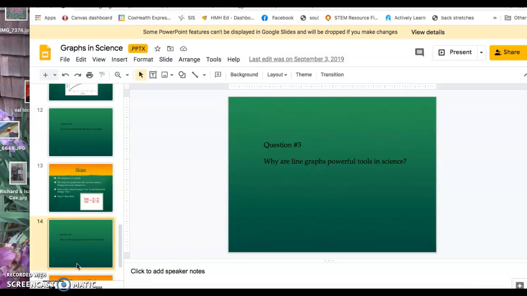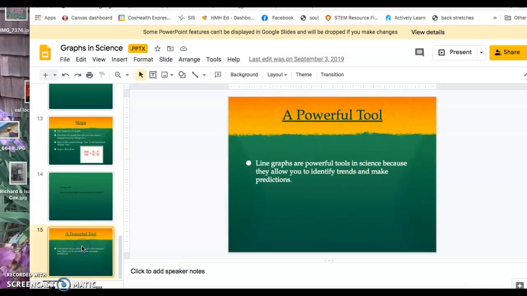Why are line graphs important tools in science? Well, like I said at the very beginning of this, they give you a picture. It is easy to see what is going on. It is easy to make predictions. For visual people like me, I don't want to look at your data table and try to figure out what's going on. You give me a picture and it makes it so much easier.